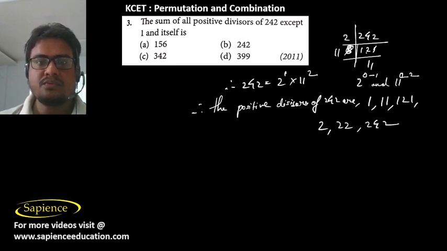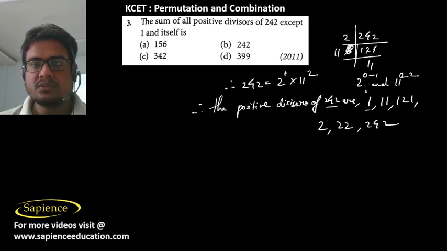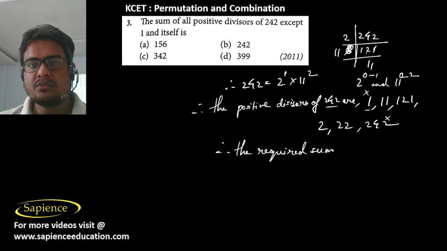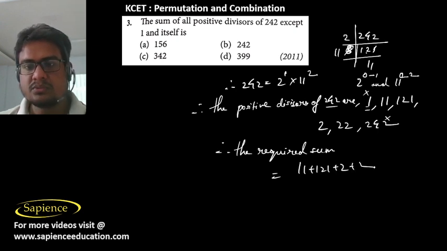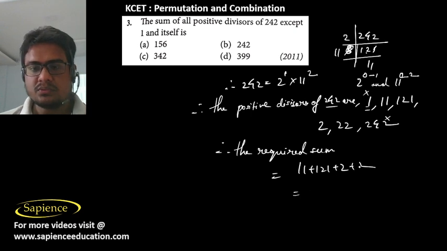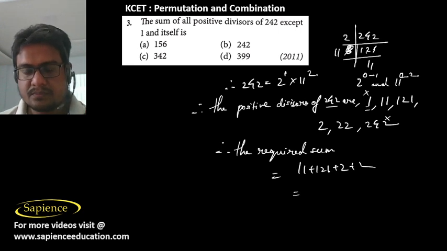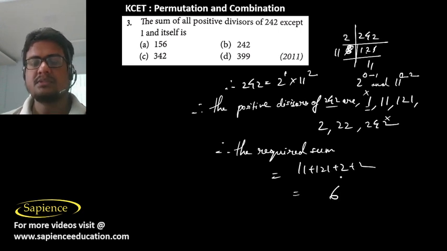So now we have to find the sum of all positive divisors of 242 except 1 and itself. So this 1 we should not take and 242 we should not take. Therefore the required sum of all the positive divisors of 242 except 1 and itself will be 11 plus 121 plus 2 plus 2. So this will be 2 plus 2 is 4, 4 plus 1, there is 5, 5 plus 1, there is 6, then 2 plus 1, there is 3, so 136.